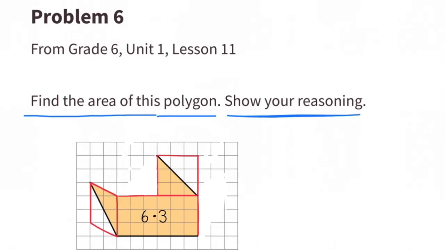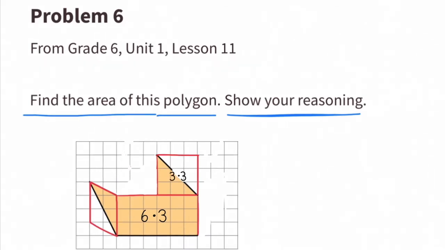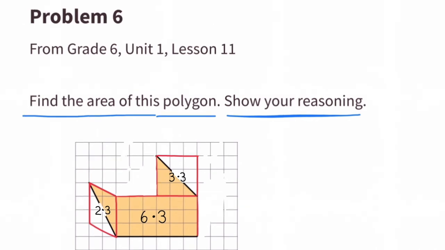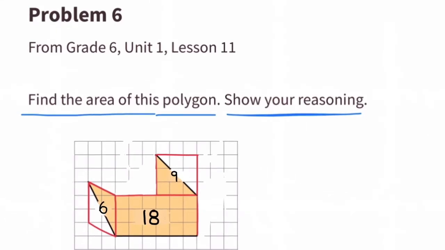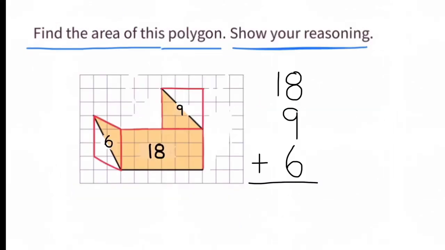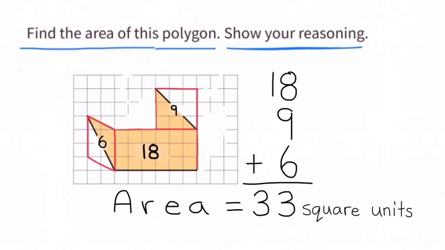Now I have three figures that are really easy to find the area of: a large rectangle with the dimensions of 6 by 3, a square with dimensions of 3 by 3, and a parallelogram with the dimensions of 2 by 3. Now we can find their area by multiplying the base times the height. 6 times 3 is 18, 3 times 3 is 9, and 2 times 3 is 6. The area of each of these shapes can be added together to find the total area of the original polygon. The area is 33 square units.